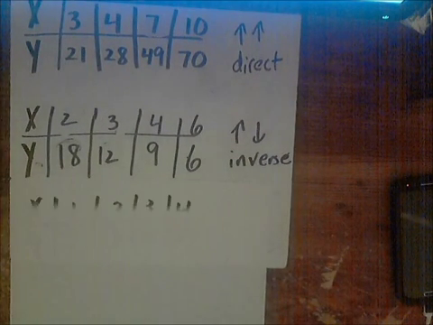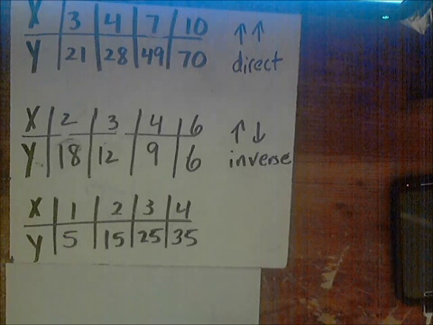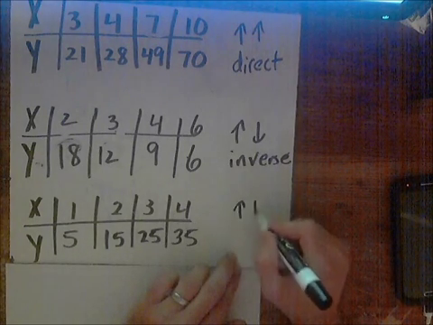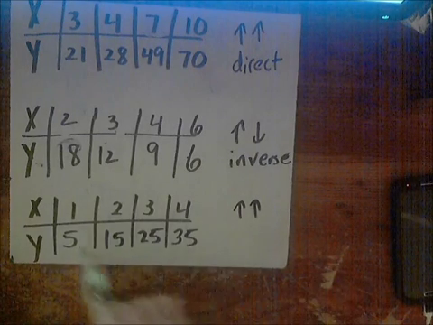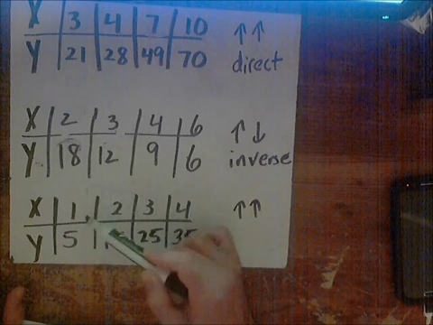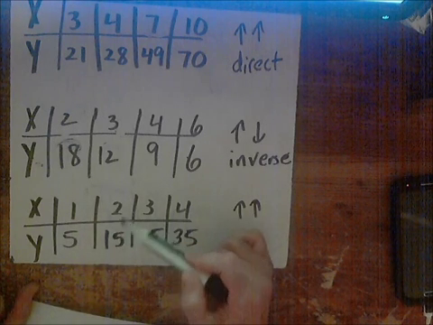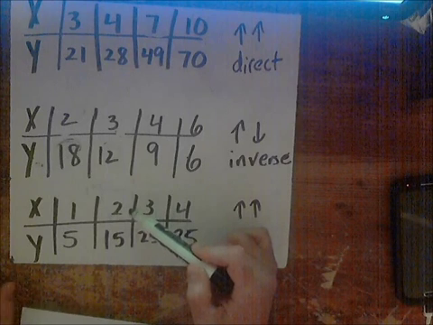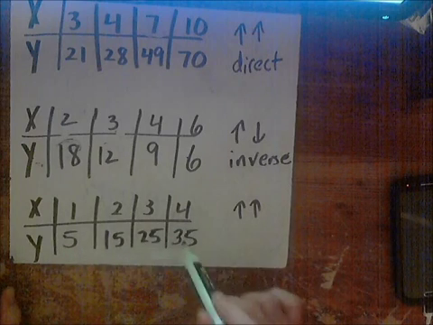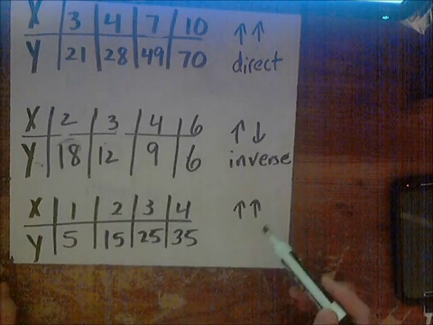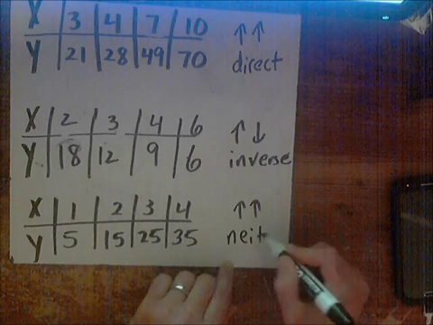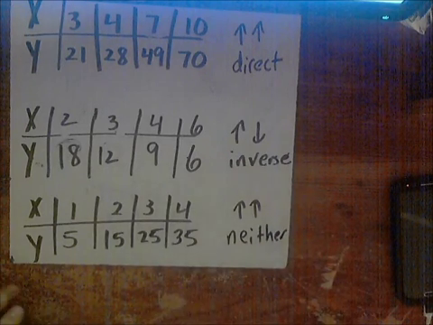Our last example looks more like the first one. Notice that the variables are going both in the same direction, and there is a detectable pattern here. As X goes up, so does Y. But 5 divided by 1 is 5. 15 divided by 2, though, is not 5. 15 divided by 2 is 7.5. And you'll find as you continue to divide, despite having that detectable pattern, you're not getting the same number over and over. So this last example would be neither direct nor inverse variation.